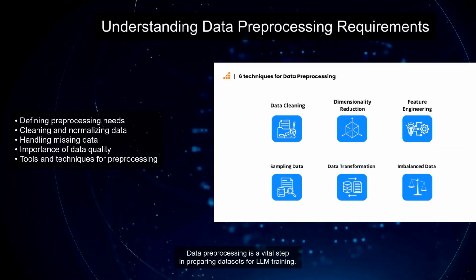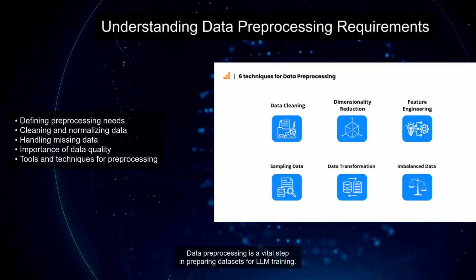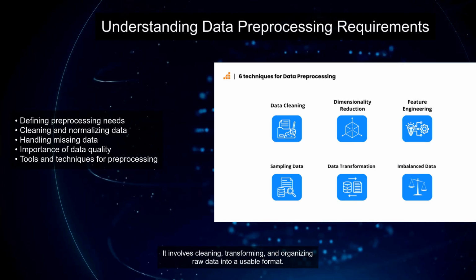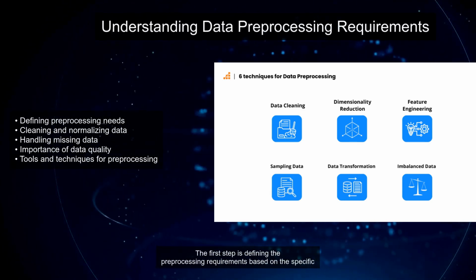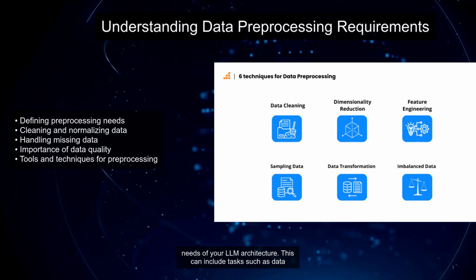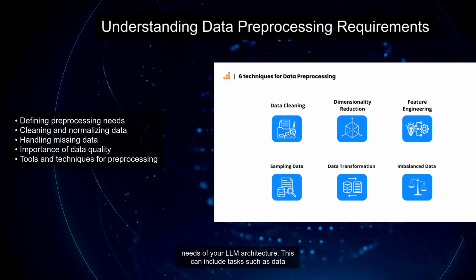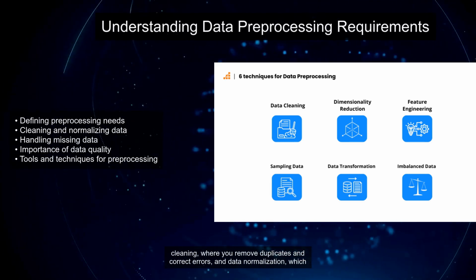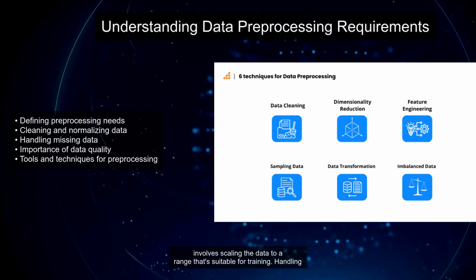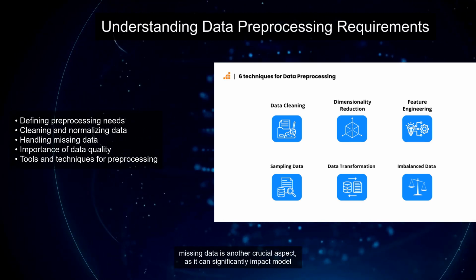Data preprocessing is a vital step in preparing datasets for LLM training. It involves cleaning, transforming, and organizing raw data into a usable format. The first step is defining the preprocessing requirements based on the specific needs of your LLM architecture. This can include tasks such as data cleaning, where you remove duplicates and correct errors, and data normalization, which involves scaling the data to a range that's suitable for training.